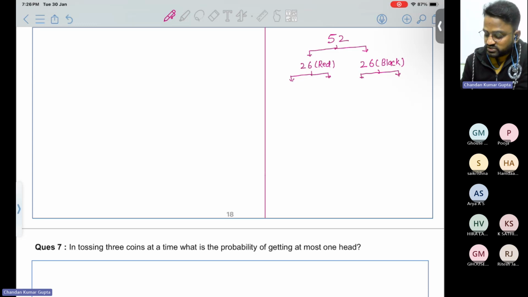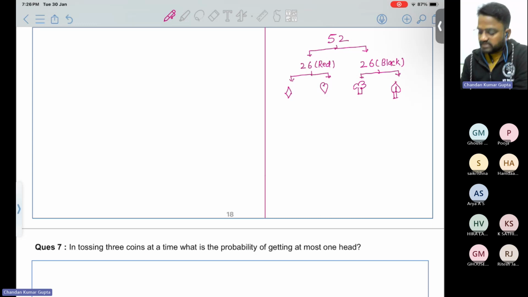Okay. So it is based on designs, like suits. That is also called suits. Okay. This one is called diamond. This is called heart. This is called clubs. And this is called spades. There are four types of designs on the cards. The red ones are diamond and heart, and the black ones are clubs and spades.